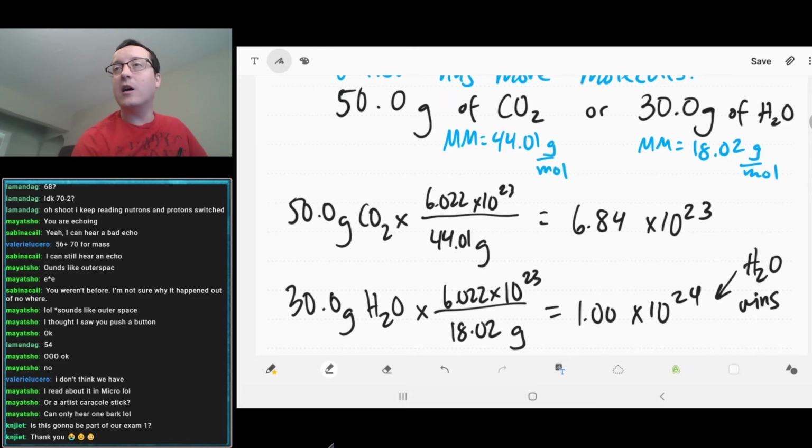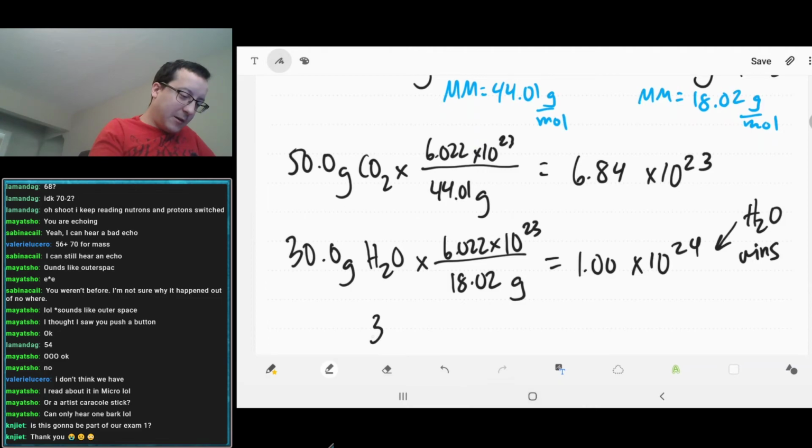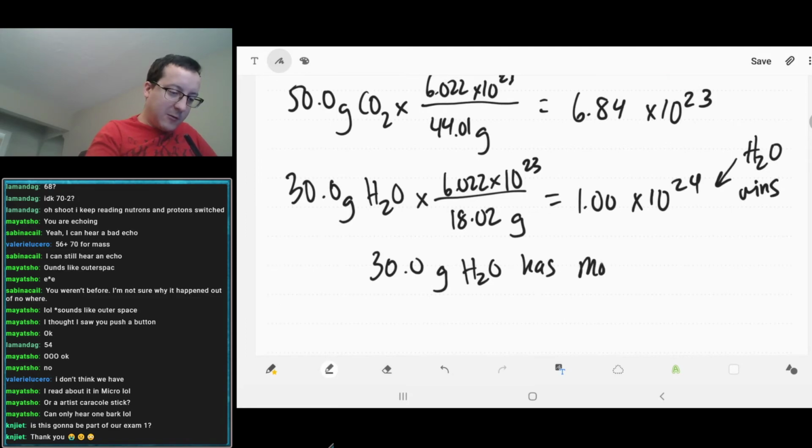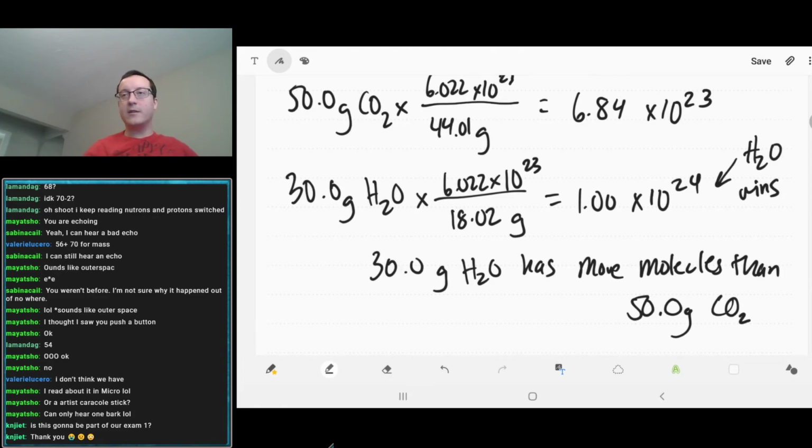We have more molecules in that 30 grams of water than we do in the 50 grams of carbon dioxide. So 30.0 grams of water has more molecules than 50 grams of carbon dioxide.